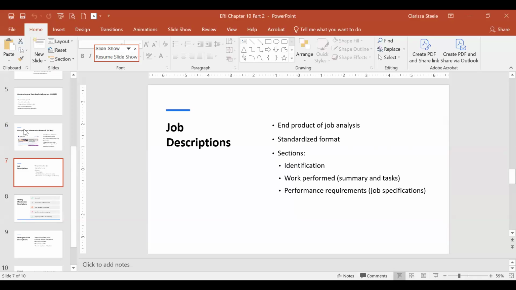The work performed, so this is the tasks and the summary of that job. And then the performance requirements or job specifications. What are the knowledge, skills, and abilities people need to do those jobs?